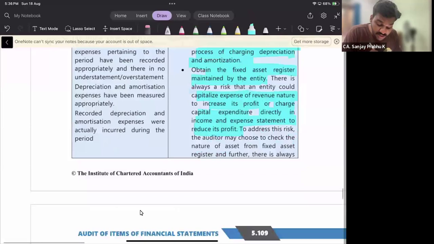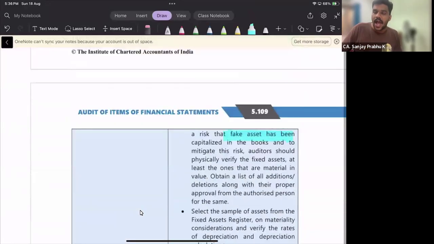And as an auditor, I should also see whether there is any fake asset. Say for example, in the company's books of account, I can see there are 20 plant and machinery. But when I'm physically verifying, I can only see 15. The other 5 are fake assets. Just for the purpose of showing in the books of account, they have shown certain fake assets. So as an auditor, I should look at all these kinds of things.